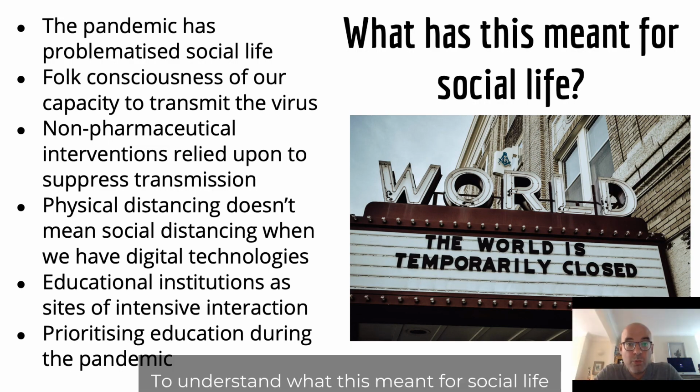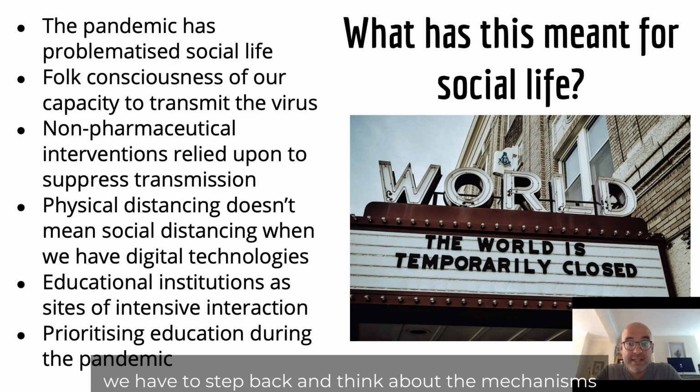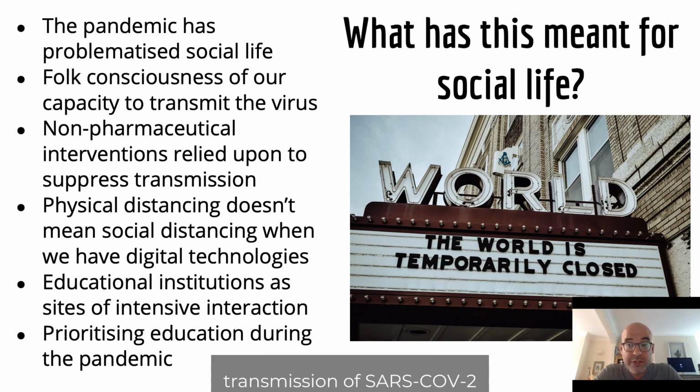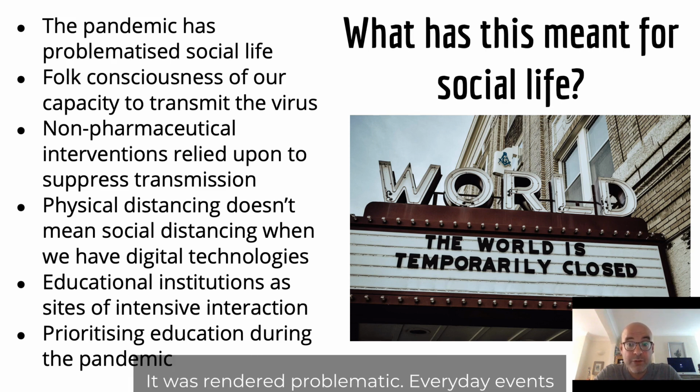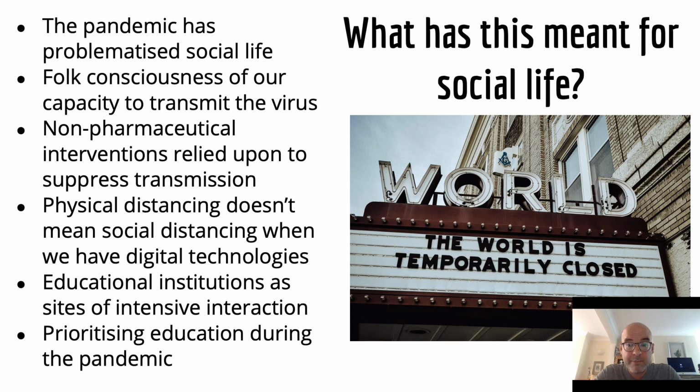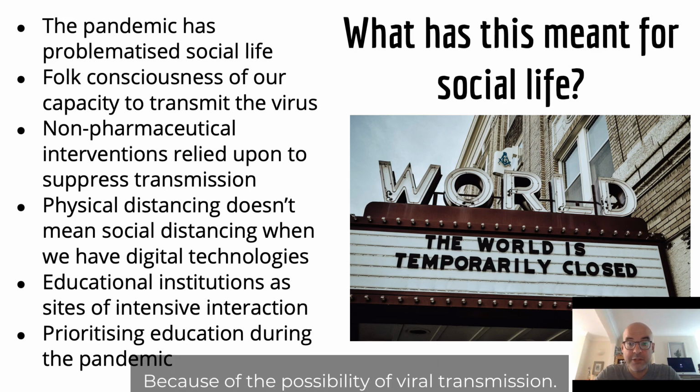To understand what this has meant for social life, we have to step back and think about the mechanisms underlying the disruption. At root, the threat of viral transmission of SARS-CoV-2, the novel coronavirus, and COVID-19, the disease it gives rise to, meant that social life, normal social interaction, was problematised, i.e. it was rendered problematic. Everyday events which would have normally passed without notice suddenly came to seem full of risk because of the possibility of viral transmission.